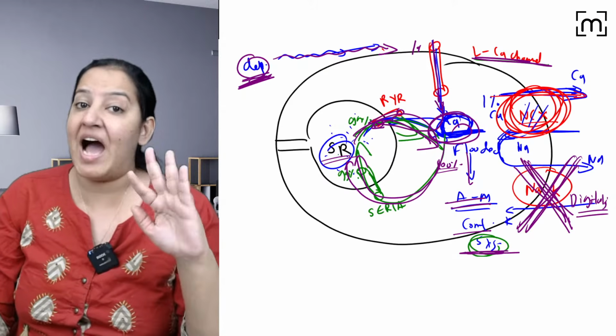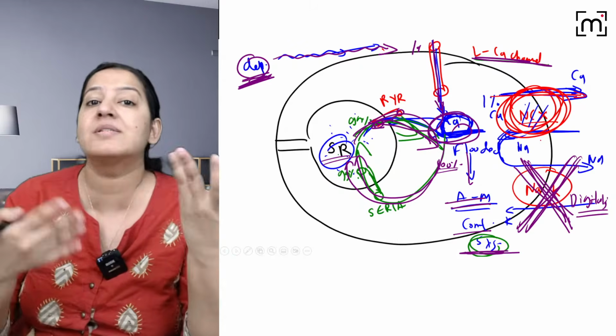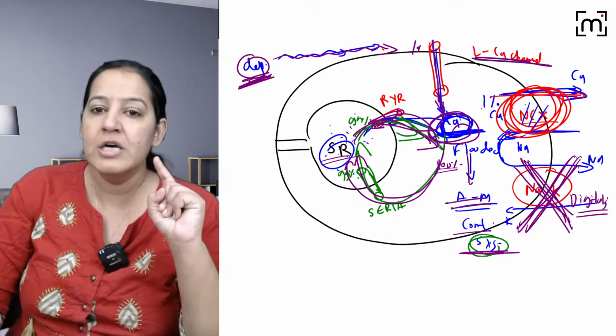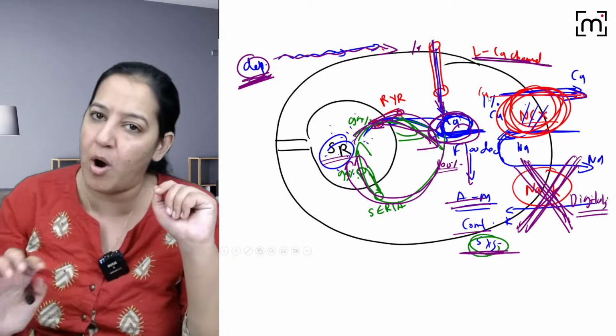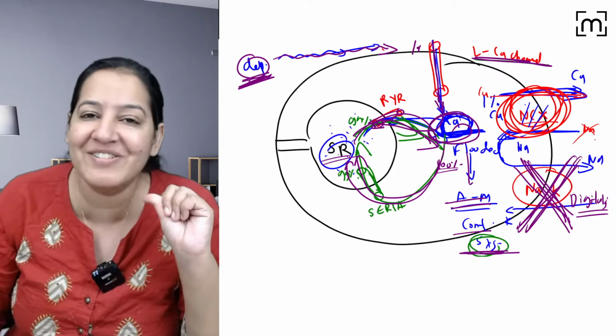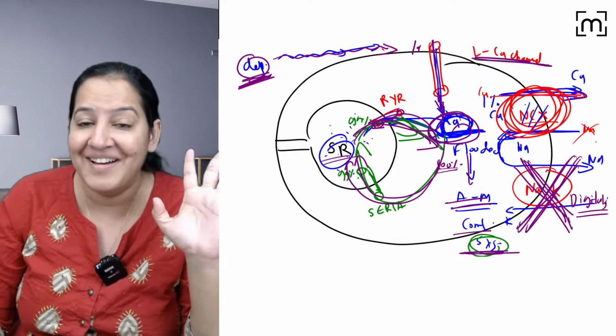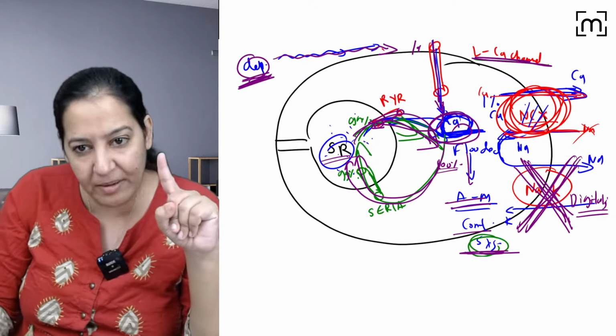So NCX will say, I will only allow you to go out if sodium comes in, because I am the sodium calcium exchanger. So calcium says, okay, you ask sodium, if sodium is ready to come in, please let me go out. So sodium will say, no, I will not come in. Why will sodium not come in? Sodium will say, why should I go in and get stuck? Because sodium will come in.